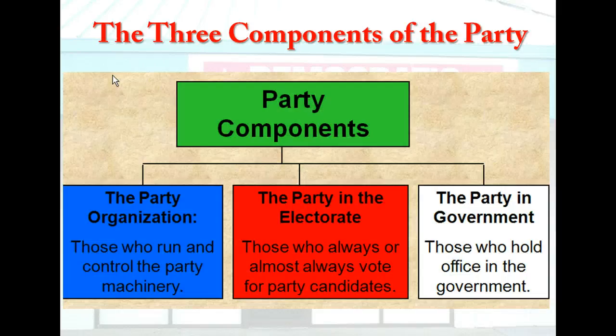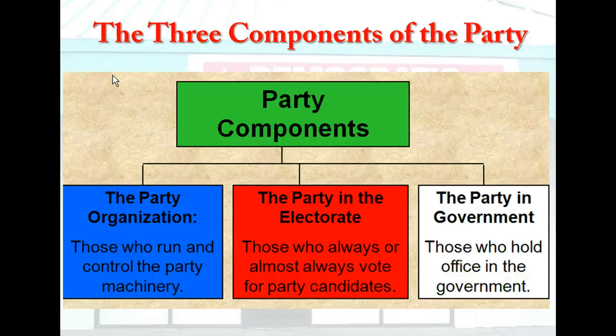The three components of the party. There's another way to look at the structure of the two major parties: the roles of their members. From this perspective, the parties are made up of three basic and closely interrelated components. Number one, the party organization. These are the leaders, the activists, and the hangers-on who control and run the party machinery.